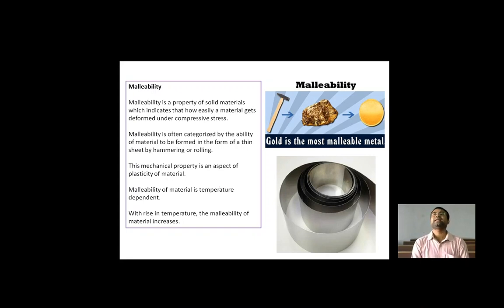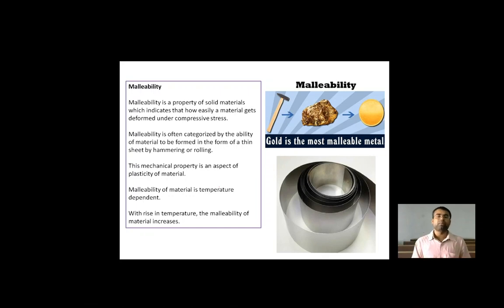Now, this mechanical property is an aspect of the plasticity of the material. Obviously, if plasticity is not present, it is not possible to change the shape of that particular component from one form to another. So, with the rise in temperature, the malleability of the material increases. That is the change: it is easily deformed into a sheet by rolling, by pressing, or by hammering.